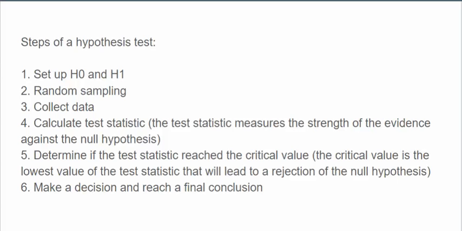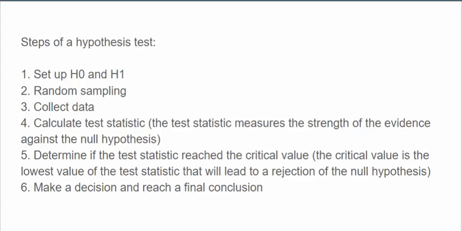So first you have to know what you're testing. So you set up your null and your alternative, you state them, then you take your random sample and you collect your data. Then you calculate something called a test statistic. The formula that you use to calculate the test statistic depends on what test you're running. The test statistic measures the strength of the evidence against your null hypothesis. So if the test statistic comes out to a big number, you're confident that the null is false and that something is happening.